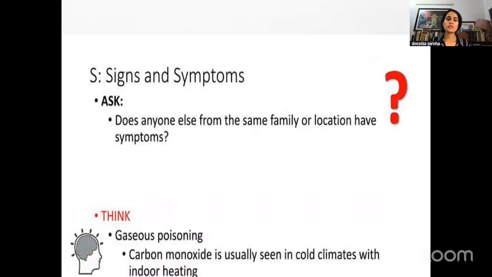Always ask if there is anyone else in the family who has a similar illness, such as gaseous poisoning, such as carbon monoxide in cold climates and indoor heating. You all must have heard of such news in the media.